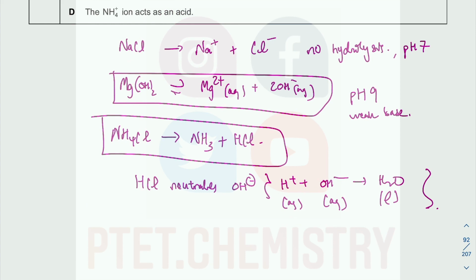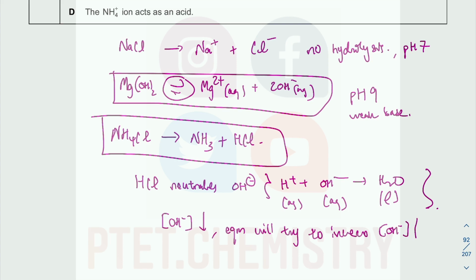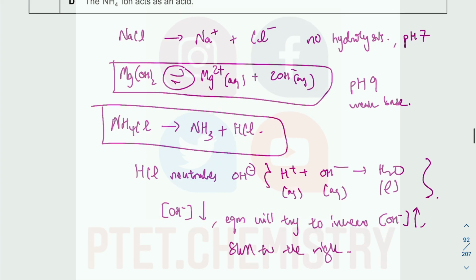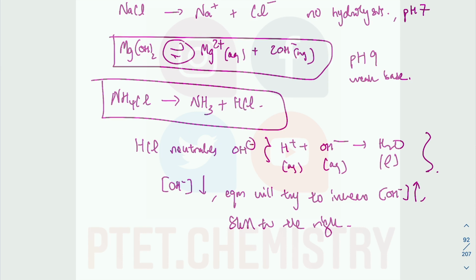This means that the HCl from here can remove that. So what will happen to your OH-? Because you remove the OH-, what will your equilibrium do? You have a reversible reaction. This is Le Chatelier's principle under chemical equilibrium. Your equilibrium will try to increase the concentration of OH-. It will shift to the right. It will favor the forward reaction. What is this forward reaction? Guess what? This is solubilizing the magnesium hydroxide.